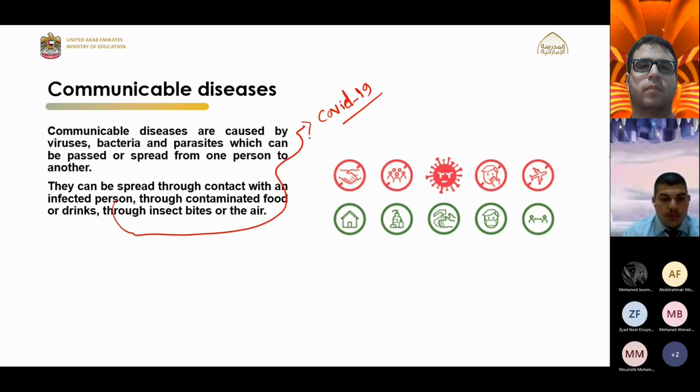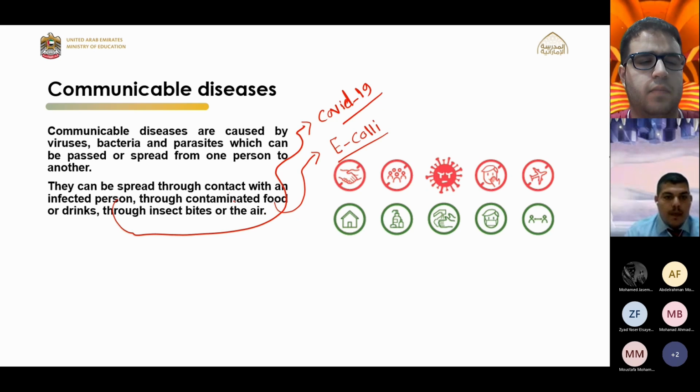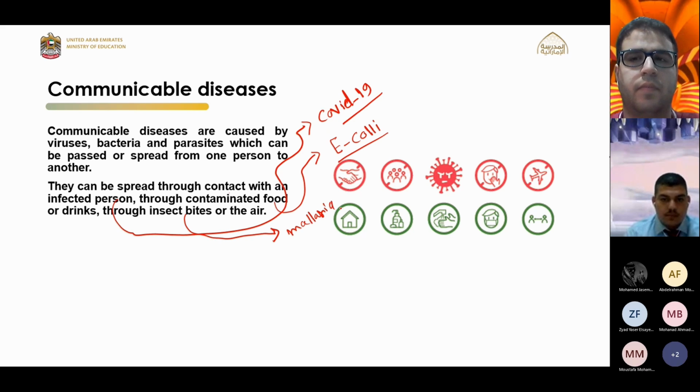Also, through contaminated food. Think about the most common bacteria that causes digestive problems, which is called E. coli. Also, we have insect bites that can lead to the spread of a disease like malaria. And finally, the air.